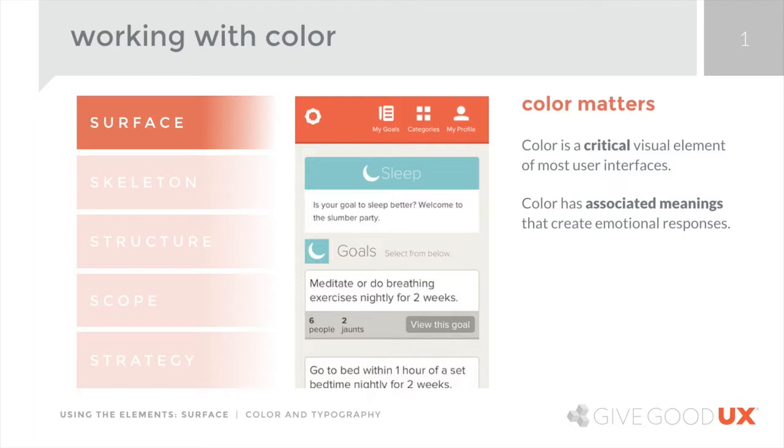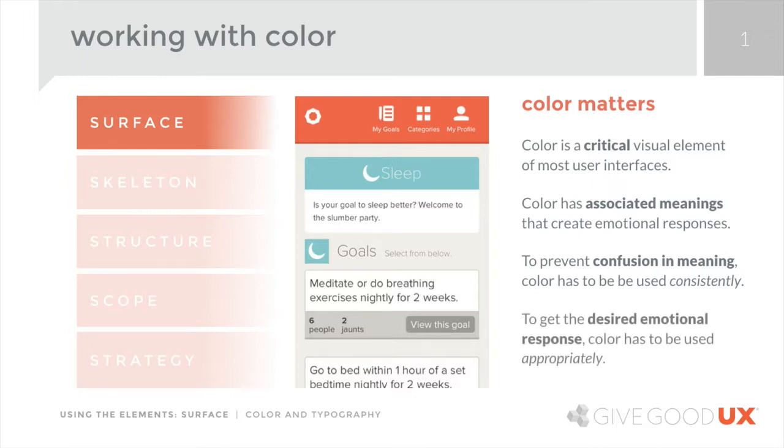And those emotional responses will either drive us to do what is intended, or it will drive us to do something that was not intended. Either way, you have to be aware of how you're influencing behavior. So to prevent confusion in meaning, color has to be used very consistently. And in addition to that, in order to get the desired emotional response, color has to be used appropriately.